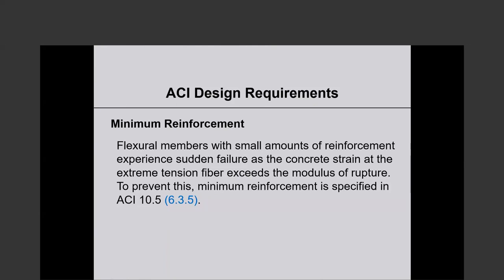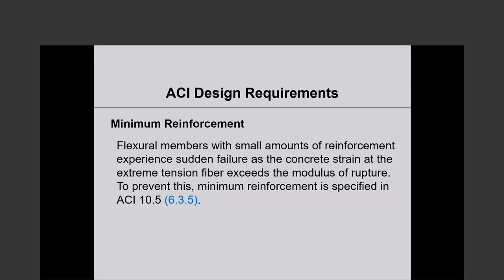Now, flexural members with small amounts of reinforcement. So that is the topic of maximum reinforcement. Okay. And in design, we have to consider all of these things. How much is the maximum, now minimum reinforcement? This is also a consideration in design. Flexural members with small amounts of reinforcement experience sudden failure as the concrete strain at the extreme tension fiber exceeds the modulus of rupture. To prevent this, minimum reinforcement is specified.